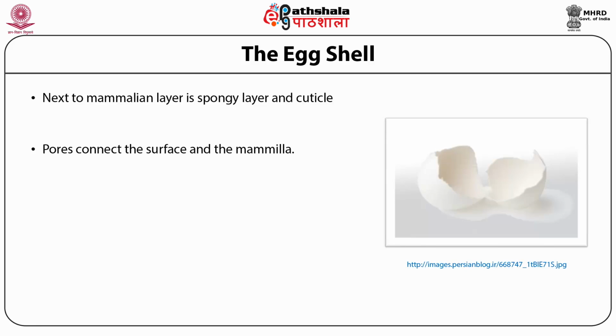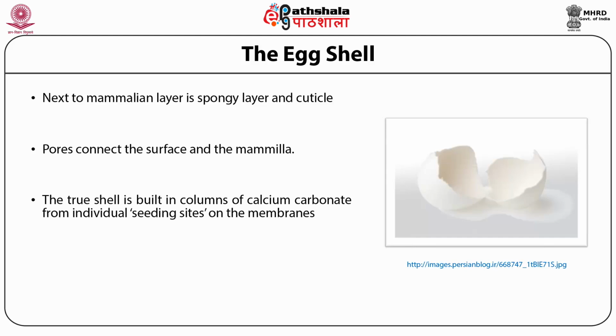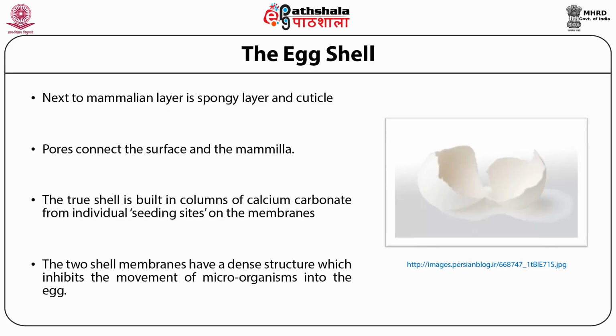shell membranes. The air cell is formed as a result of the different rates of contraction between the shell and its contents. The true shell is built in columns of calcium carbonate from individual seeding sites on the membranes. The two shell membranes have a dense structure which inhibits the movement of microorganisms into the egg.